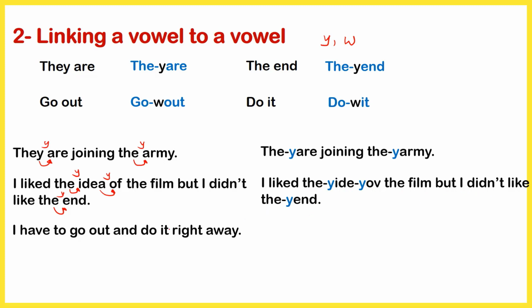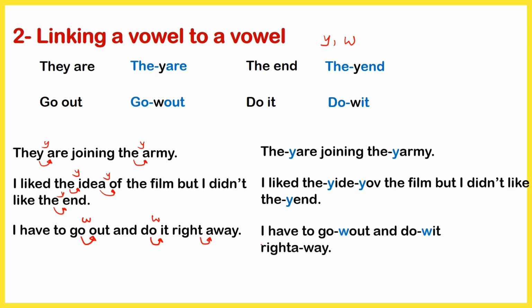Now let's move to the third example. "I have to go out and do it right away." So here we have "go out," and we add the wa sound, and "do it," another wa sound. And don't forget that we have "right away." Here we have a consonant followed by a vowel, so we link this right. So the pronunciation is "I have to go out and do it right away."